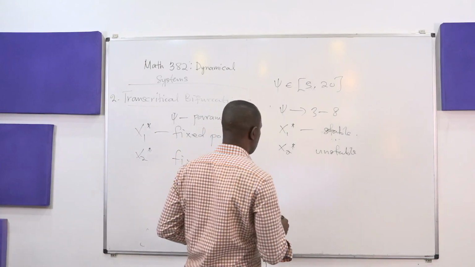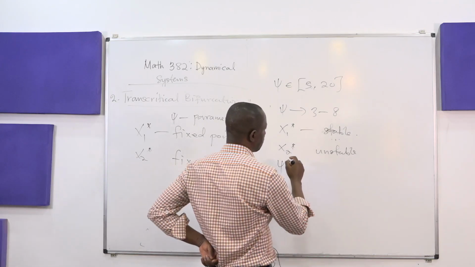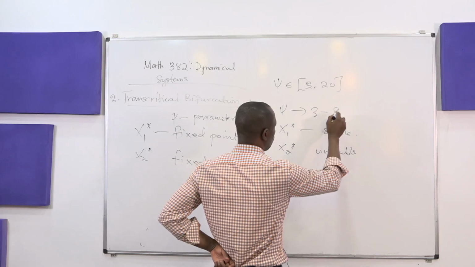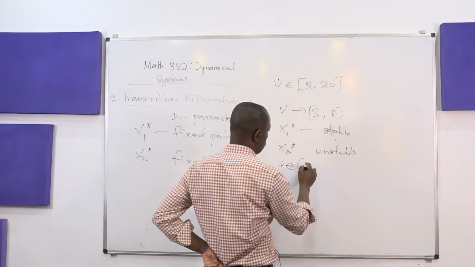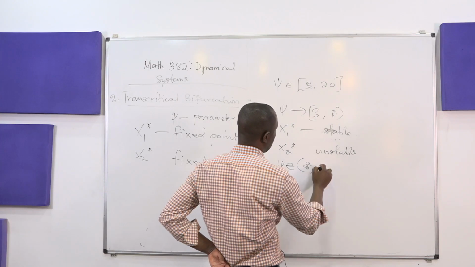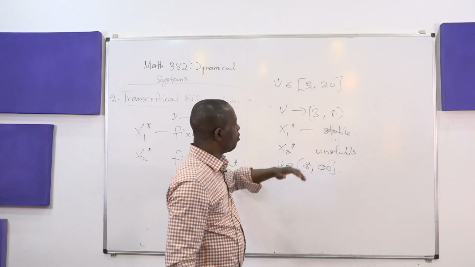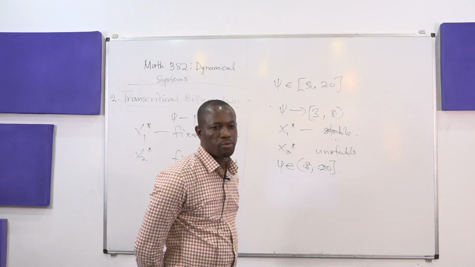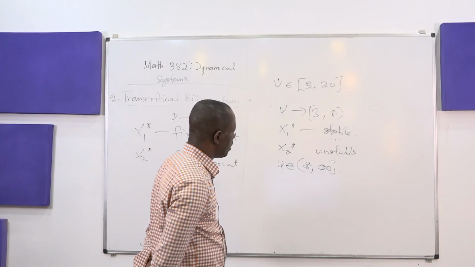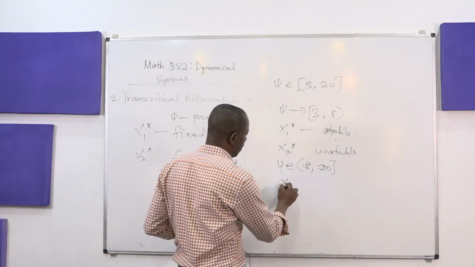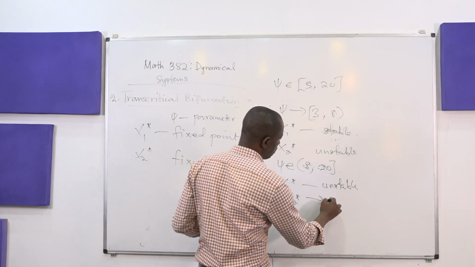Then after 8, is that okay? Let me use 3 to 8, this is open. 8 is not part of it. But more than 8 to 20. Is that okay? Then x1, which was stable for psi from 3 up to a number before 8, is stable and x2 is unstable. But after 8, x1 becomes unstable, and then x2 becomes stable.